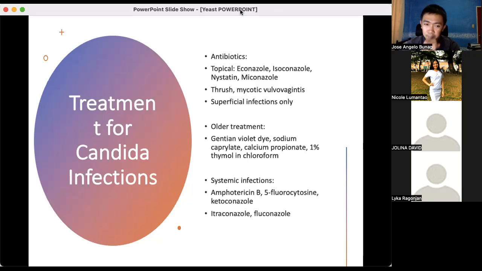But for your potassium nitrate assimilation, basically, we detect yung ating the ability of the yeast to use nitrate as the sole source of nitrogen. So for potassium nitrate assimilation, we detect the ability of the yeast to use nitrate as the sole source of nitrogen.